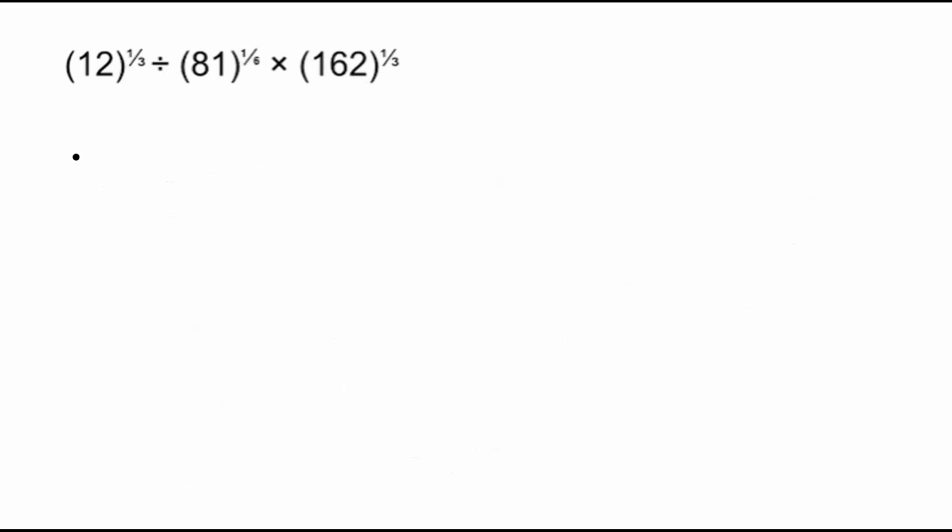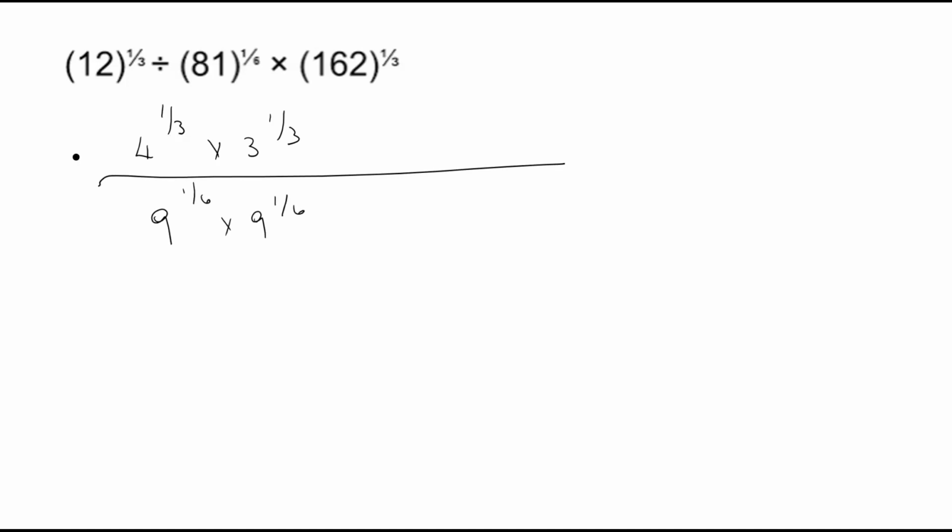And then the last one. Right, same thing. We're going to write out 12 as 4 to the power of a third times 3 to the power of a third divided by 9 to the power of a sixth times 9 to the power of a sixth, and then also that's going to be times 2 times, now 162 is 2 times 3 to the power of 4, which is going to be to the power of 3.